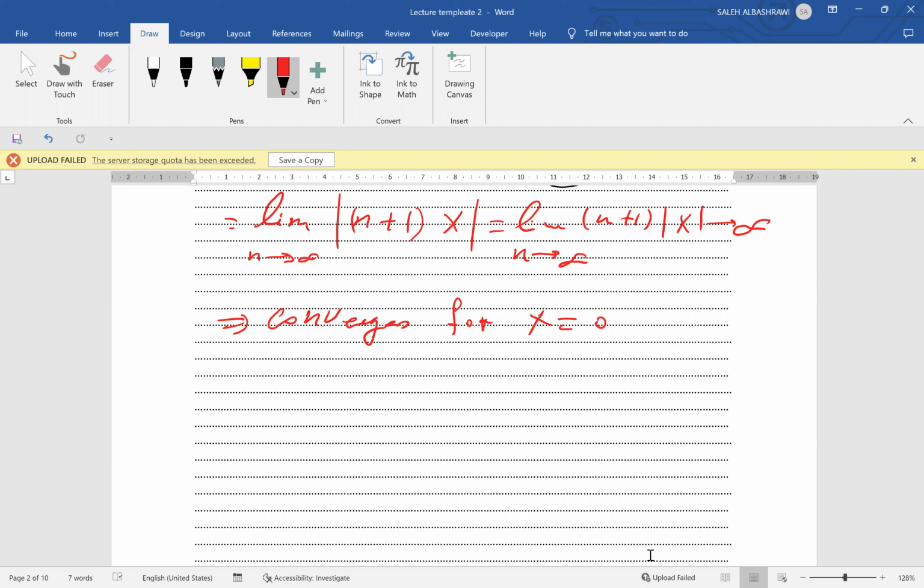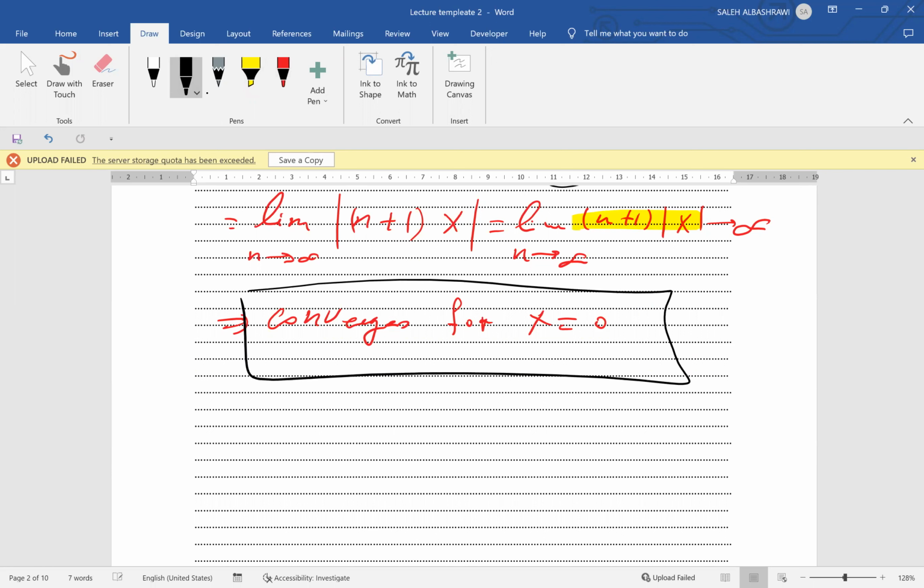Or we can say it diverges for any x except this one. Because when x is not equal to 0, the limit will go to infinity. But when x equal to 0, this term will be equal to 0, and the limit of 0 will be equal to 0. So it only converges for x equal to 0 and diverges for x not equal to 0. So this is the only condition for x in which this series is convergent.